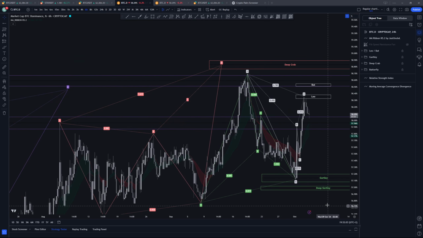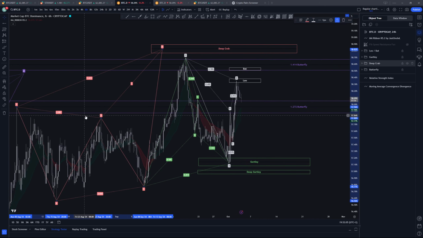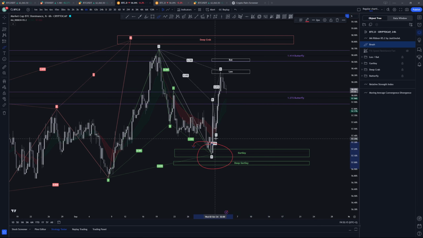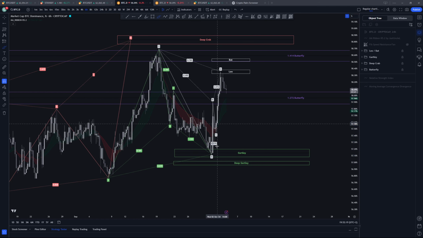Then if I zoom in slightly more, we have this bearish deep crab right over here. That is our little red box for resistance currently. And we have a guardian, a deep guardian, which we bounced off of. This is the reason why altcoins have been performing so poorly while BTC was dropping, because BTC dominance touched this guardian and just absolutely reacted to it. It reacted really well.